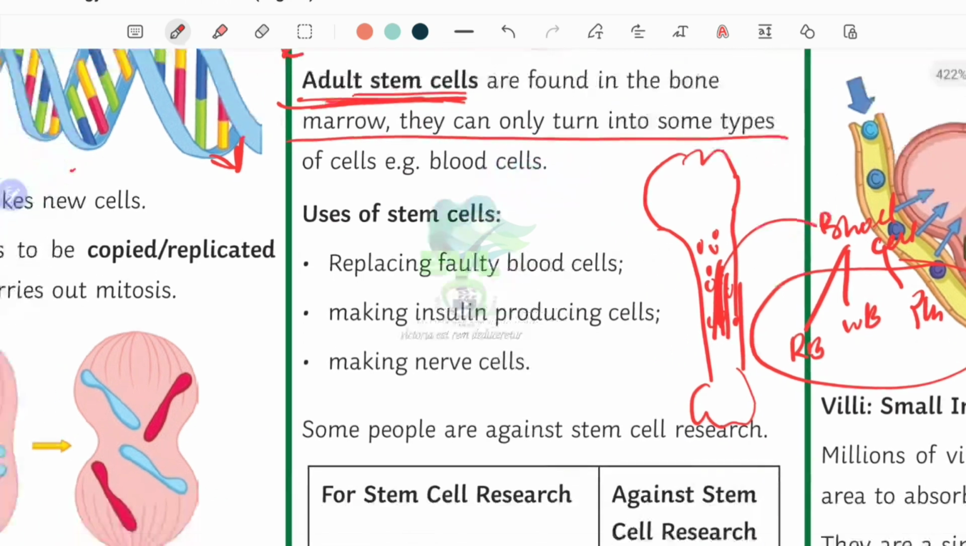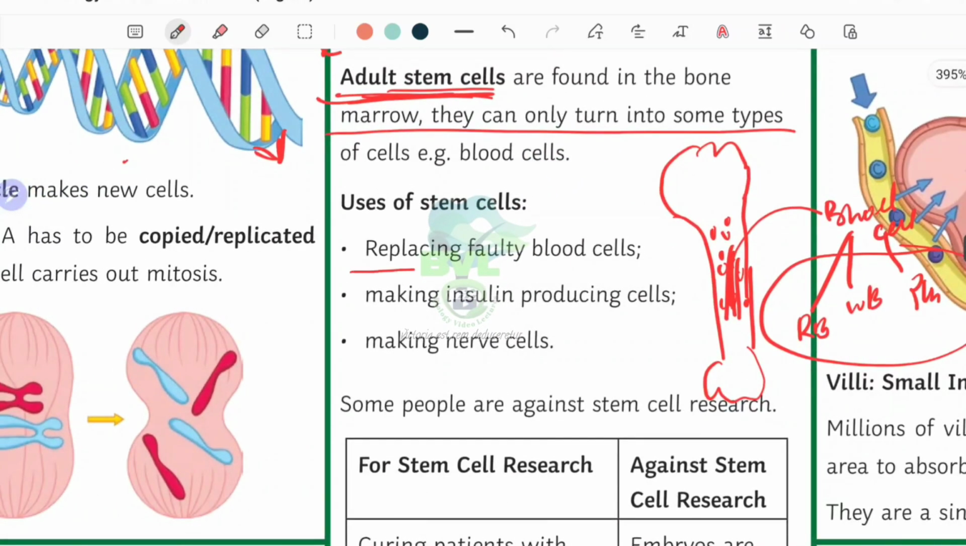So the common uses of adult stem cells are replacing faulty blood cells. Sometimes you can even have a bone marrow transplant, making of insulin, making of nerve cells. What that means is, don't forget that these cells can only form the same type of cells. There are some cells in the brain that have not yet fully formed, so they can form nerve cells, but they can't form anything else. So if you take stem cells from the brain, they can only form cells of the brain. If you take stem cells from the skin, they can only form cells of the skin.